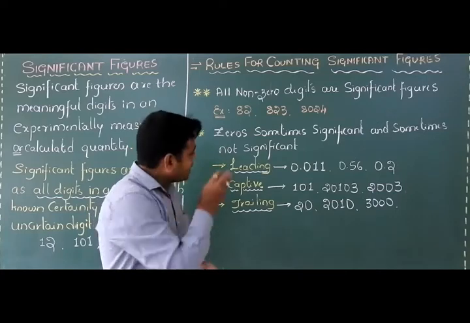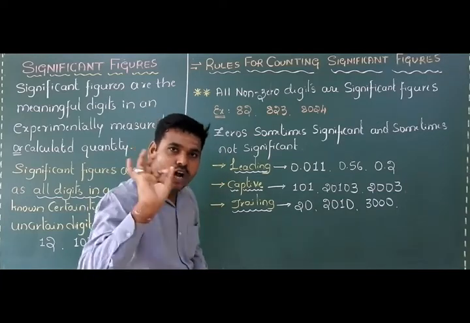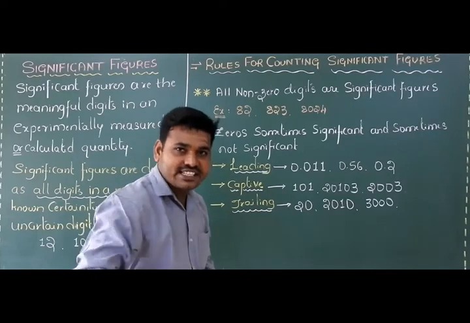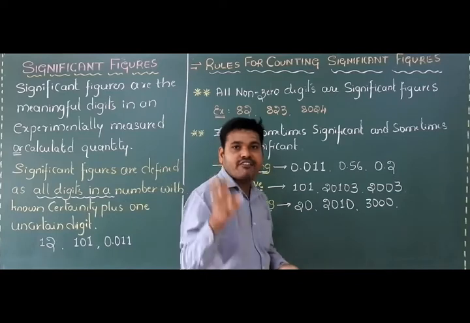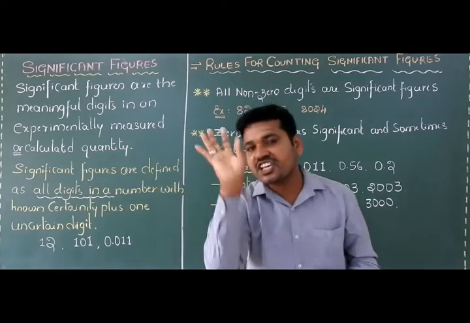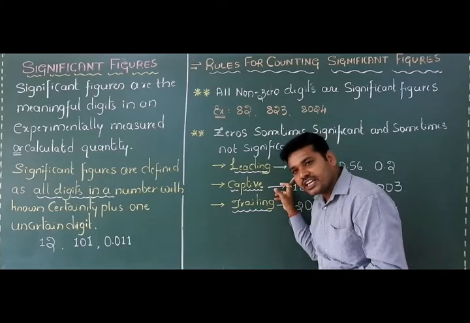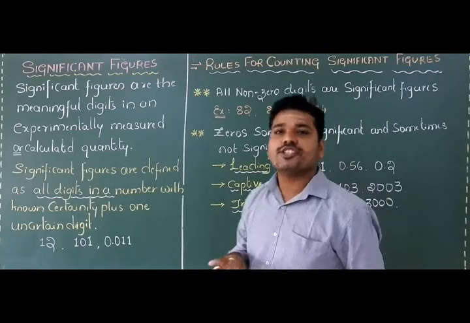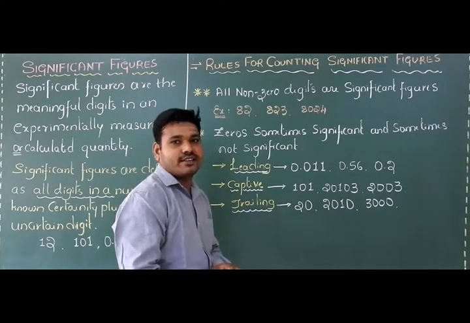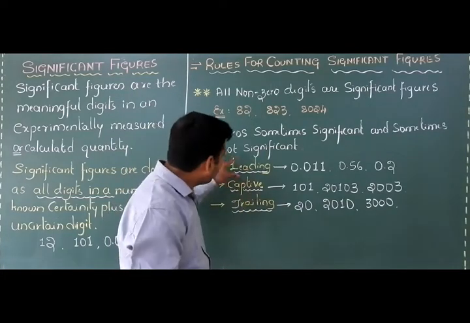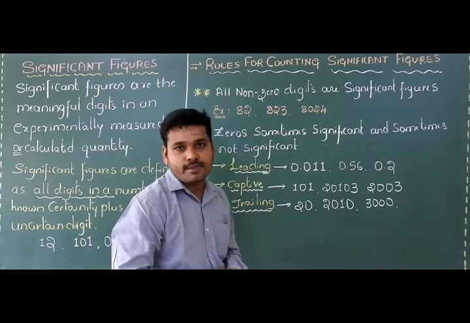And here, in the case of leading zeros, the easiest way to count the number of significant figures is to express the given number in a scientific notation or an exponential notation, and then count the number of significant figures, students. Is it clear? So this is about the first type of zero, called a leading zero, students.